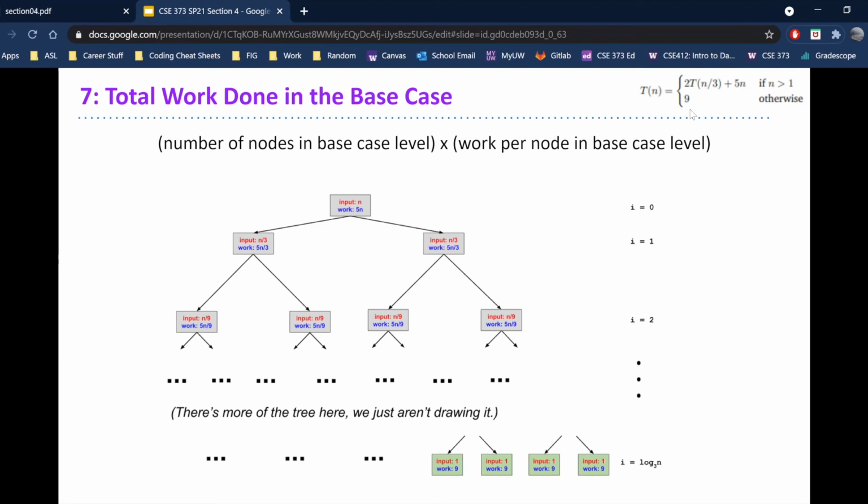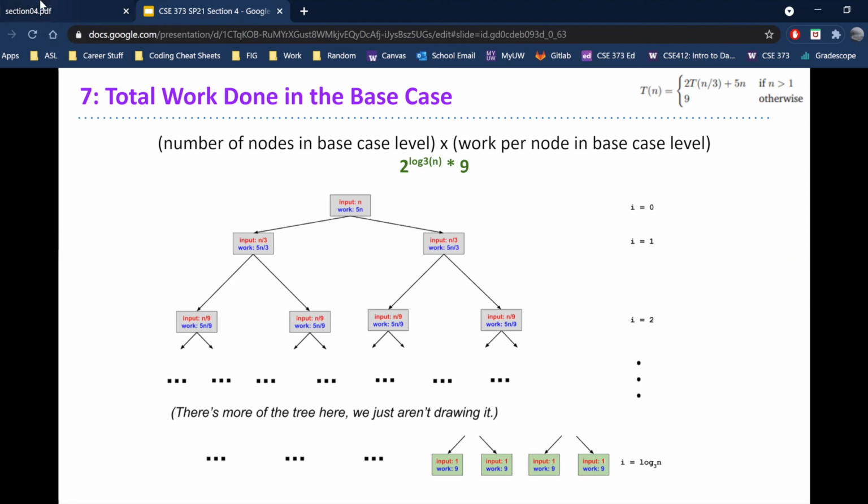When we hit our base case, the amount of work we do is going to be equal to 9. So then we'll have 2 to the i times 9. We also know when our last level occurs, what value of i: it occurs at log base 3 of n, which we also just calculated in the previous part. So we can just substitute log base 3 of n for i up here, and this is what we'll get. This 2 to the log base 3 of n times 9 is the total work that is done in our base case.